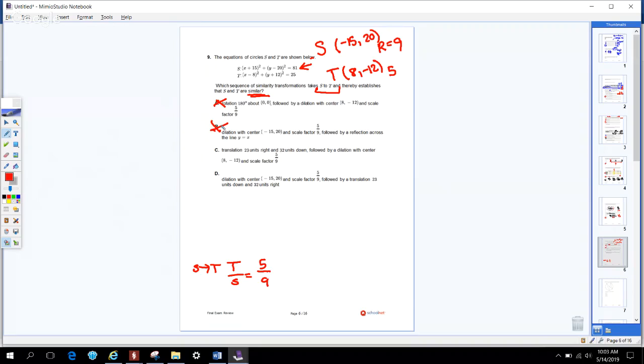The next one is 23 units to the right, which means adding. So let's see if that works. -15 plus 23 is 8. So that's true. 32 units down, that is also true. So it's choice C. And here's the thing that's bizarre, here they give you 23 and 32, so it's testing you if you're reading right, left, up, down.